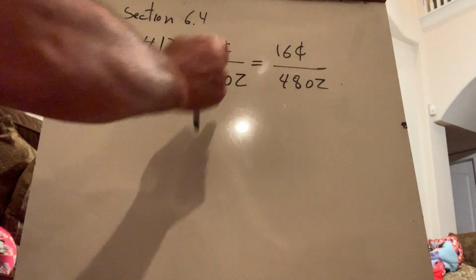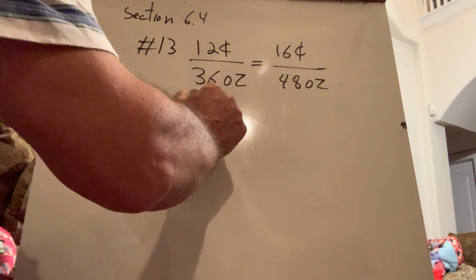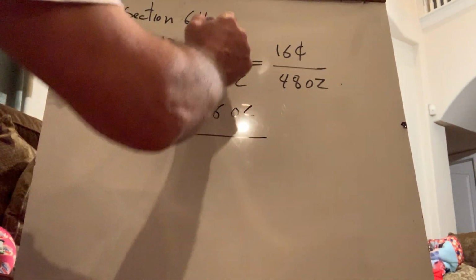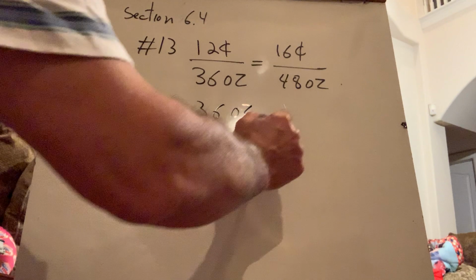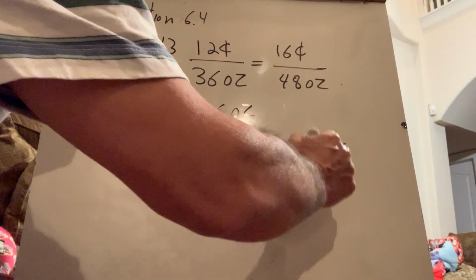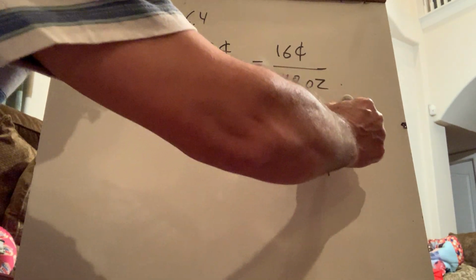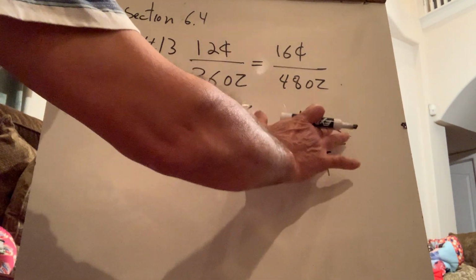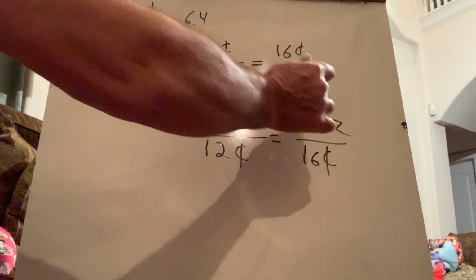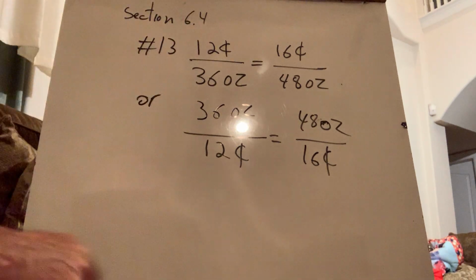So right now, one option would be that we can flip this. In other words, put the ounce upstairs and your cent downstairs. But again, remember, the cents must always go to the same place. So you also must put 16 cents down here and 48 ounces upstairs. So this would be one way to rewrite the same proportion. And they're equivalent. They pretty much say the same thing, just in a different way.